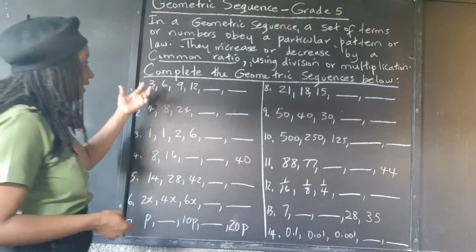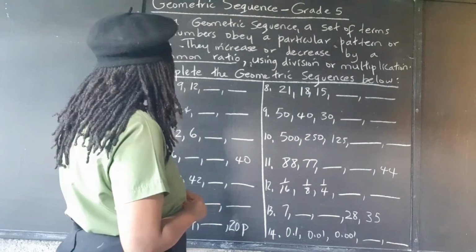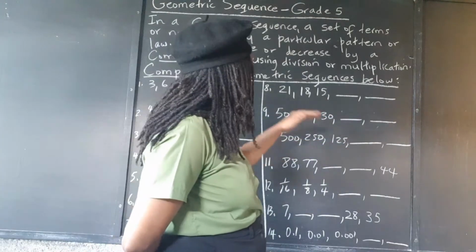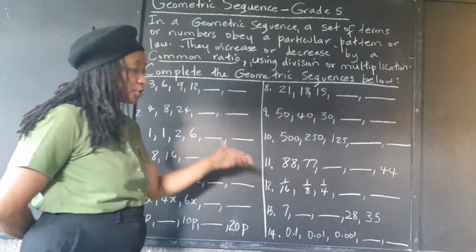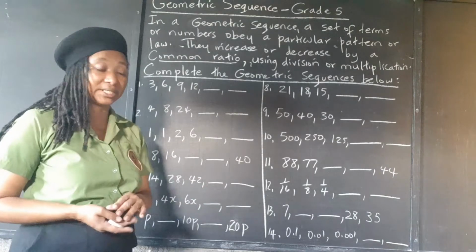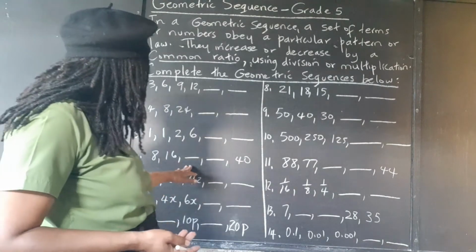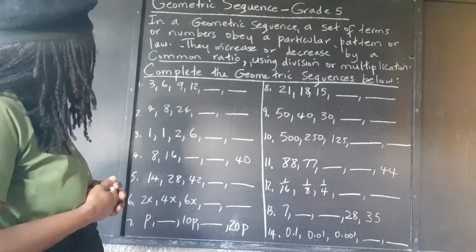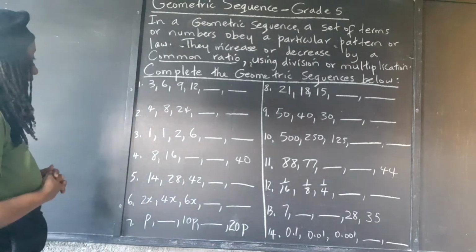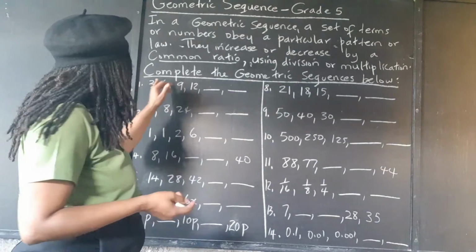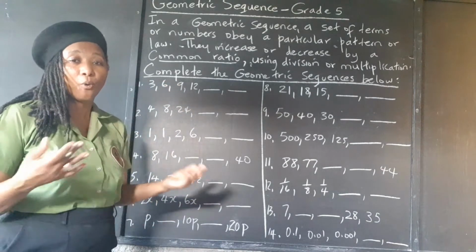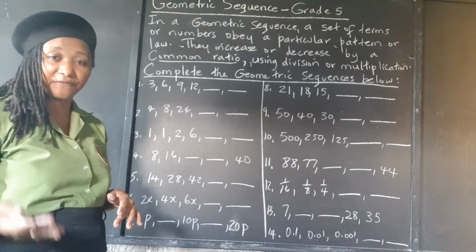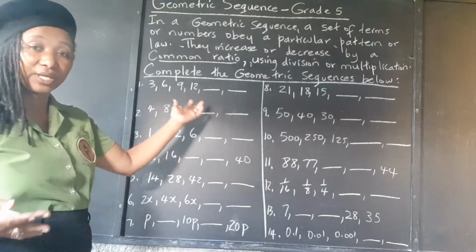It says complete the geometric sequences. Most of them, the numbers at the end are missing. So once we figure out the pattern, we just continue that pattern to get the ones at the end. In some cases, the numbers are in the middle, right? So we're going to figure out the pattern. I like to write at the top or in between the terms what the pattern is, so that I can just apply that to the next terms.